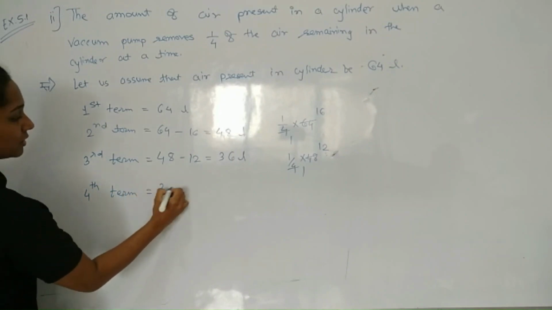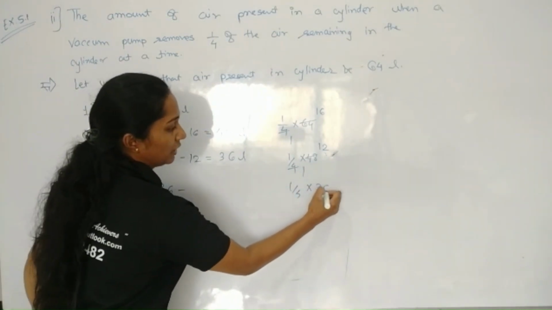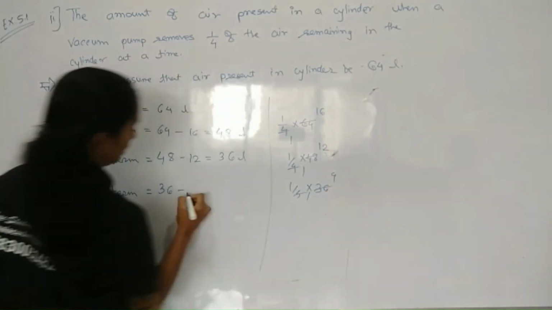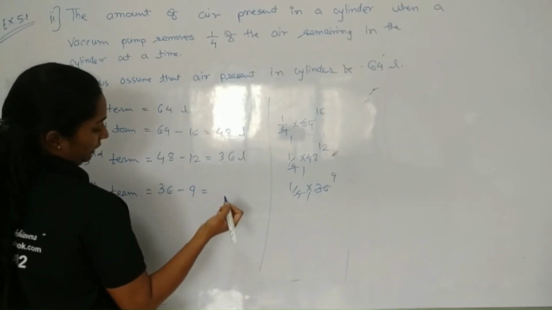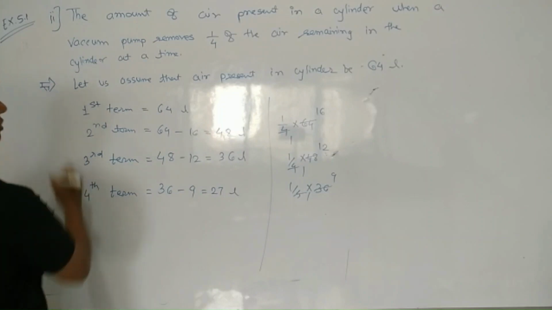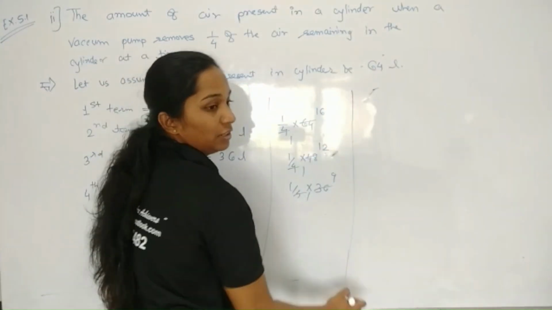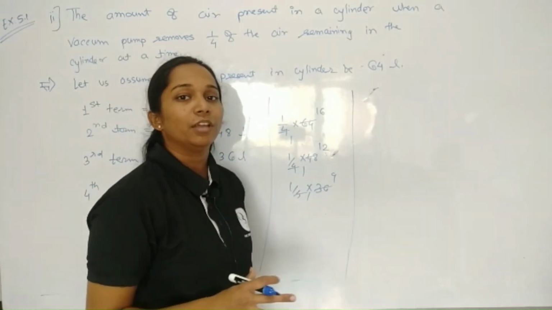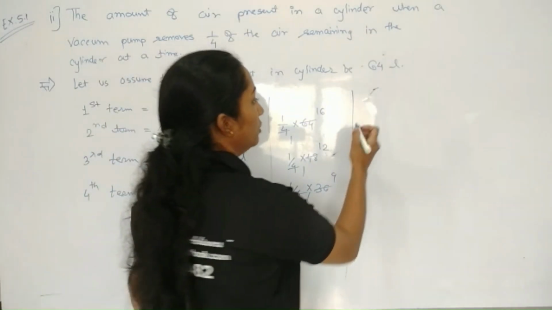The fourth term is 36 minus 1/4 of 36, which is 9. So 36 minus 9 is 27 liters. This is how we got our first, second, third and fourth terms. Now we will cross-check whether the difference is constant or not, and depending on that we will find out whether this is an AP or not.